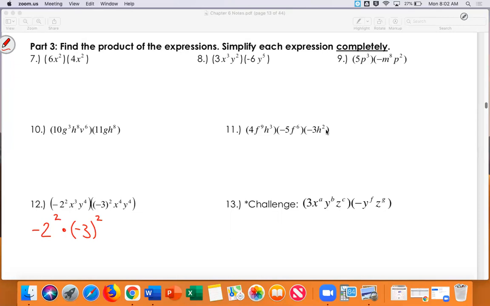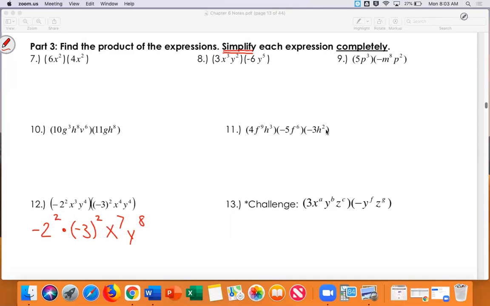X to the 7th, because I have x cubed and x to the 4th, and y to the 8th. Now that's simplified. Okay? Because my directions just said to simplify, that's as far as I need to go.